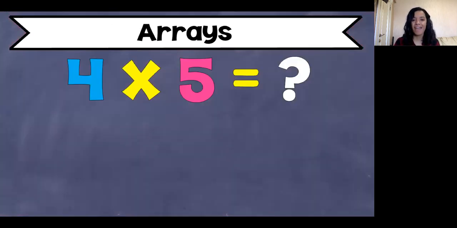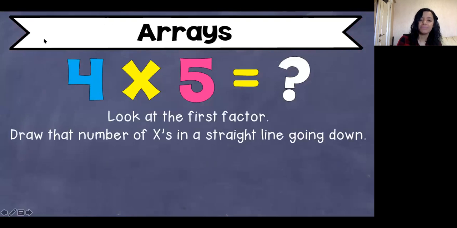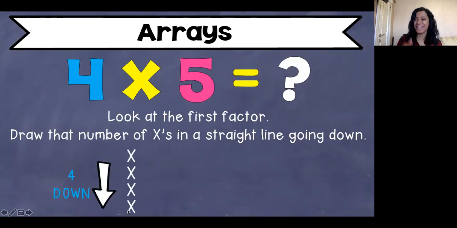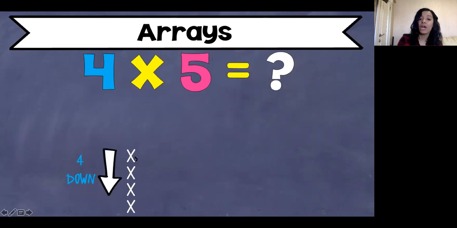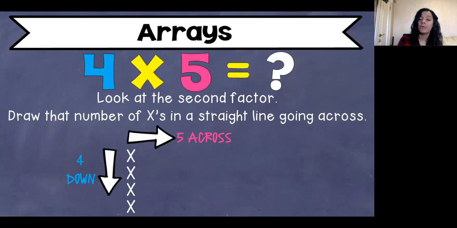4 times 5. Arrays. Now we're doing an array. Array means the rows and the columns, okay? It's a nice pattern. We're going to look at the first number and it's going to say to draw the number of 4 going down. So I can draw 4 crosses going down, okay? And then I'm going to draw 5 going across. Okay? So I can do 1, 2, 3, 4, and 5 going across.